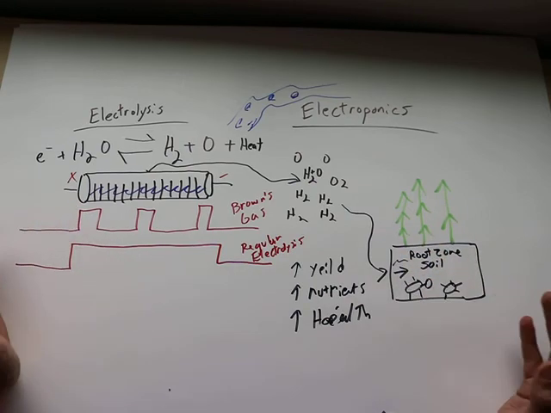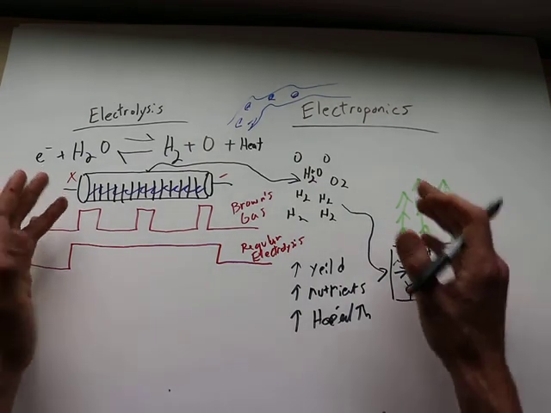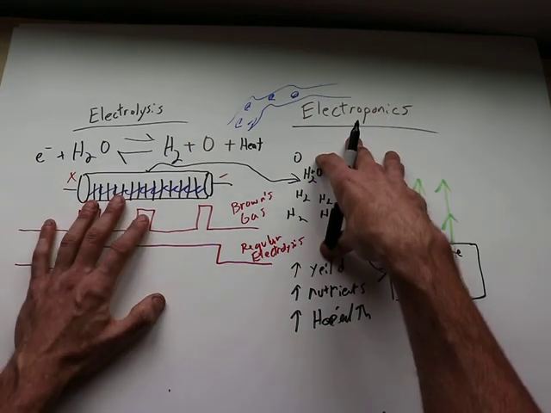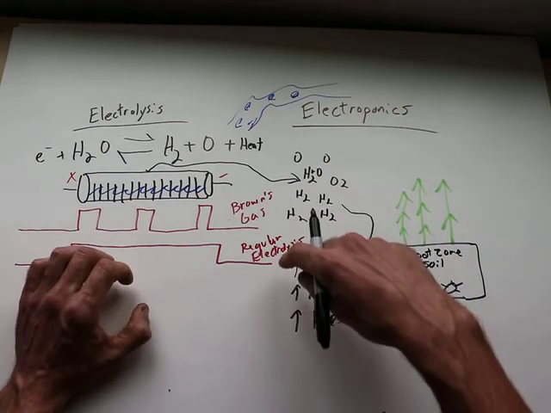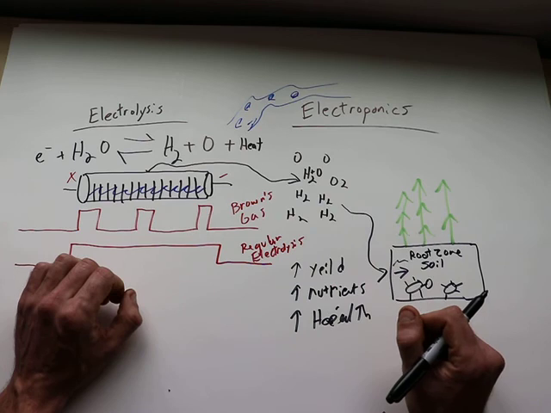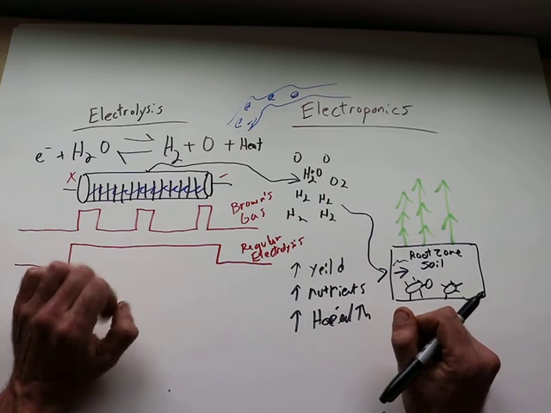So that's what electrolysis is. That's what electroponics is, using electrolysis, a special type of electrolysis called Brown's gas, which uses pulse DC electricity to liberate diatomic and monoatomic hydrogen and oxygen from water.